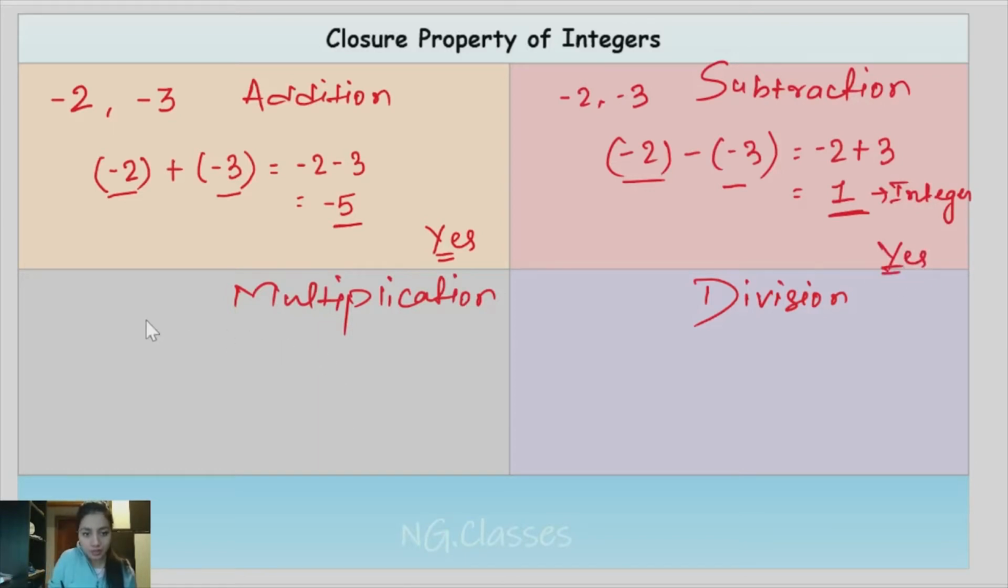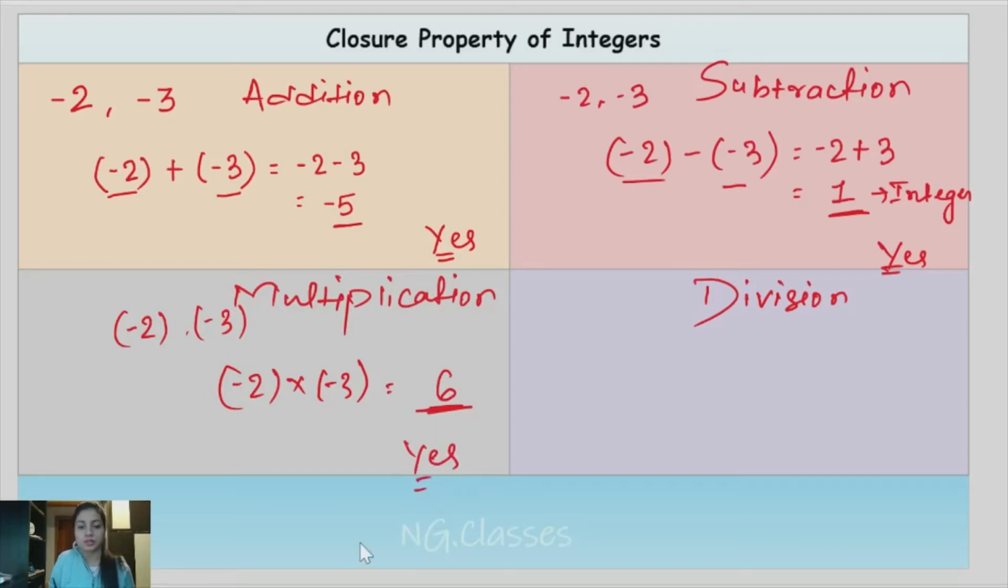Now what about multiplication? -2 and -3 we have. Multiply this. We will get 2 times 3 is 6, negative times negative is positive. So it's closed under multiplication as well. 6 is an integer and yes, it's closed under multiplication.